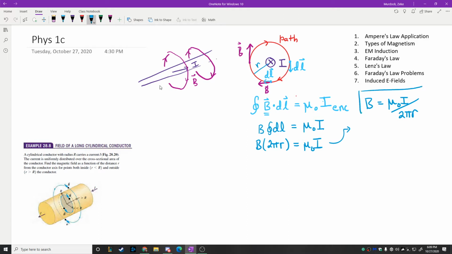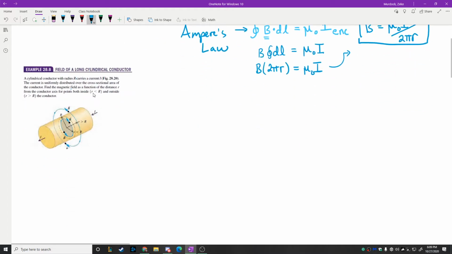We used this to solve a few problems last time. But Ampere's law, I should have written this down, this is Ampere's law, tells us how to do that. And what we'd like to do is to apply this to a slightly more complicated situation right here. That's what we're going to do. Okay, any questions about Ampere's law? No? Okay.